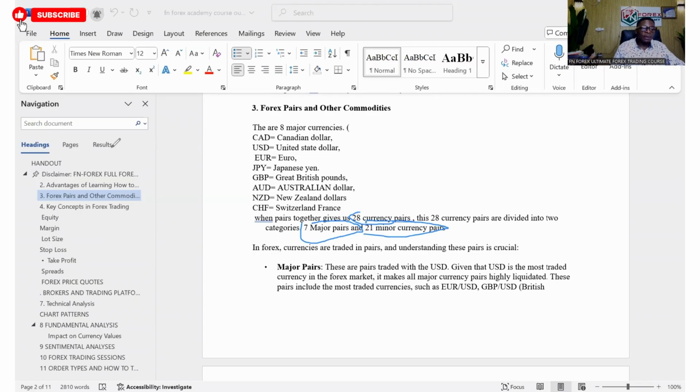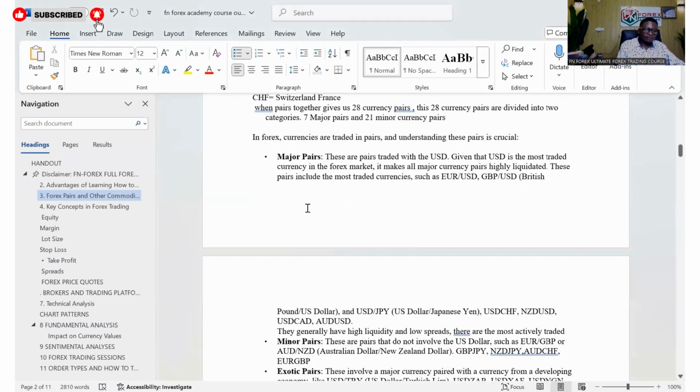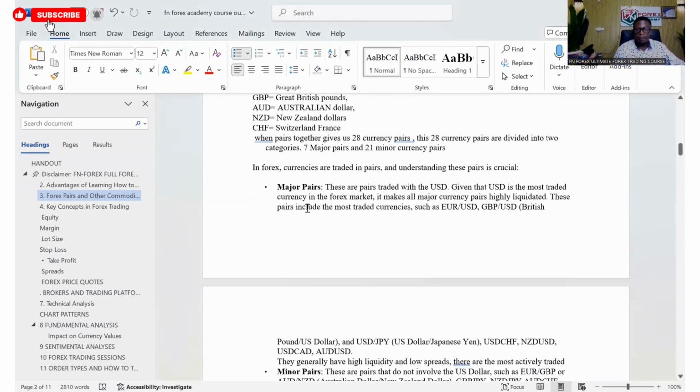So we are going to be starting with the major currency pairs and some characteristics of the major currency pairs. Right here we have the major currency pairs. These are pairs that are traded with USD. Given that USD is the most traded currency in the forex market, it makes all major currency pairs highly liquid. These pairs include the most traded currencies such as Euro USD, GBP USD, USD CHF, NZD USD, USD CAD, AUD USD. So we are talking about the 7 major currency pairs.